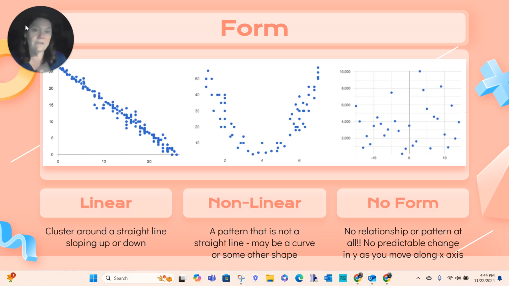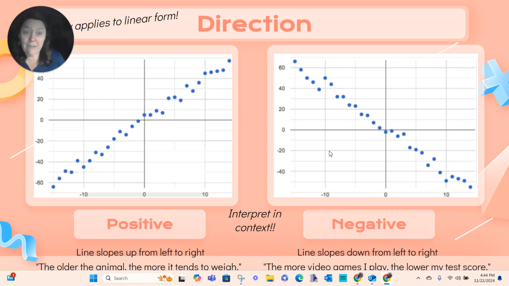And then finally, there's no form at all, or no relationship at all between those 2 variables can be seen. I always tell my students it looks like a sneeze pattern. Someone went achoo onto the paper. There is really no form whatsoever. And what this really means is as I move along that x-axis, I cannot really see any predictable change in the y. There just doesn't seem to be any relationship there.